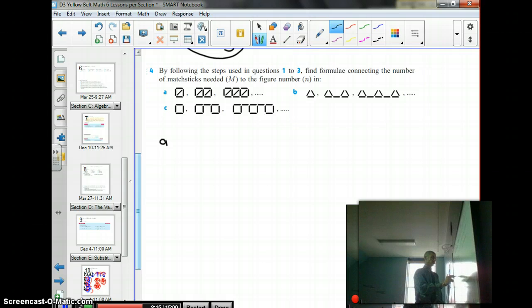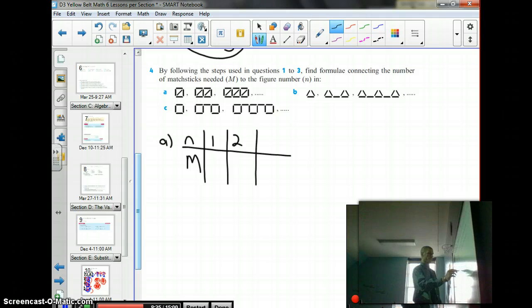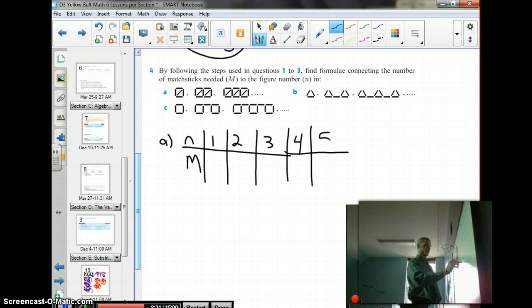Okay, so you're going to make a chart for each one of these. I'm just going to look at A. So we have n, and then we have m, 1, 2, 3, 4, 5. Alright, so this is our chart. I'm not a great drawer, so I'm not going to go into any great detail. But for each one of these, this is figure 1, this is figure 2, this is figure 3. Hopefully by figure 3 we've had it figured out.